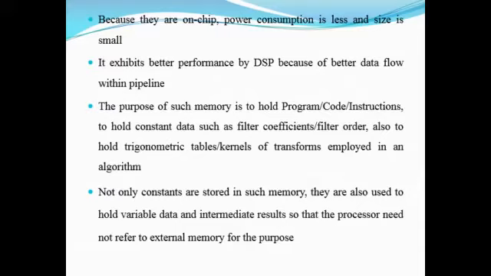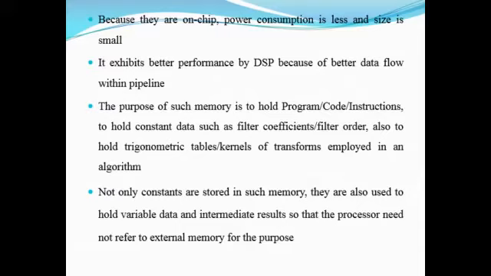So we are going to use it in an algorithm. And not only are the constants stored in such a memory, it is also used to hold variable data and intermediate results, so that the processor need not refer to the external memory for the purpose. So whatever we consider, constants are not the only data stored in such memory; it should also hold variable data. It should not hold only constant data, because whenever we perform any operation, the data is going to change.